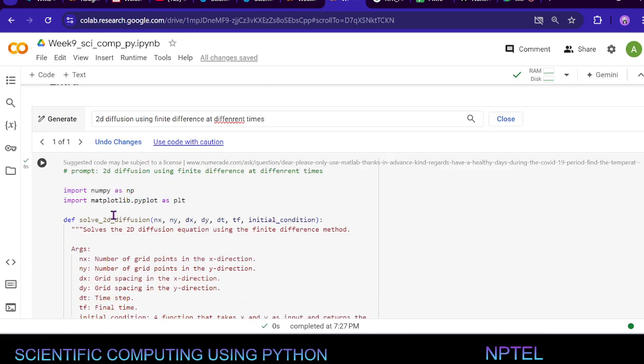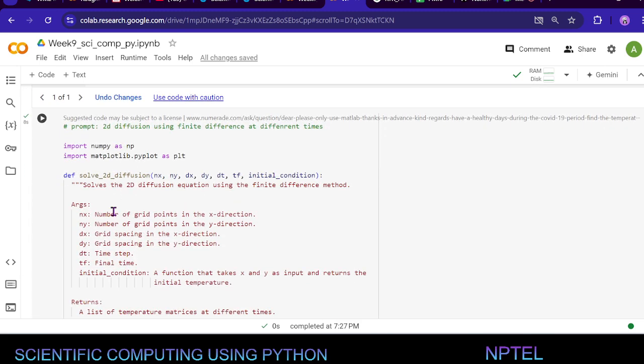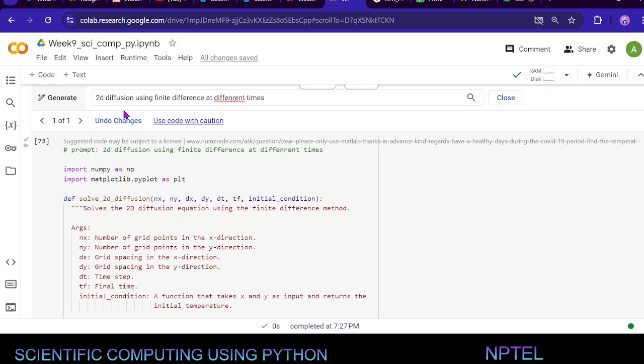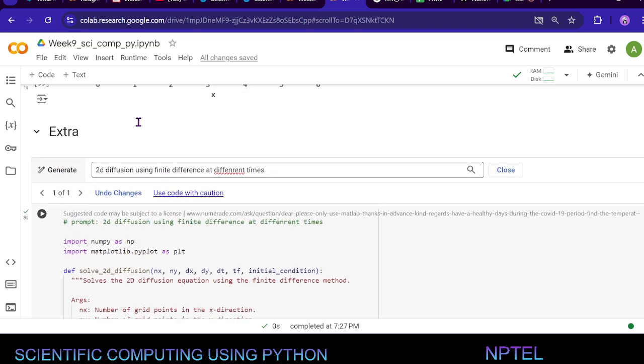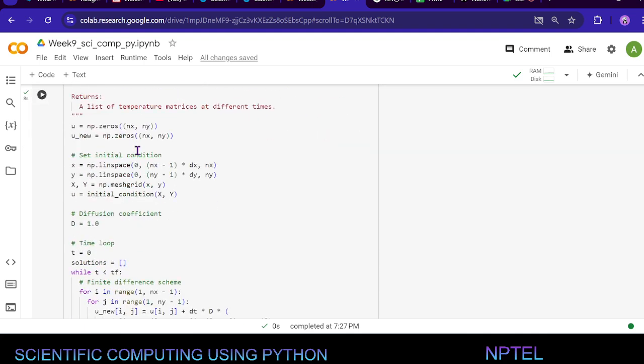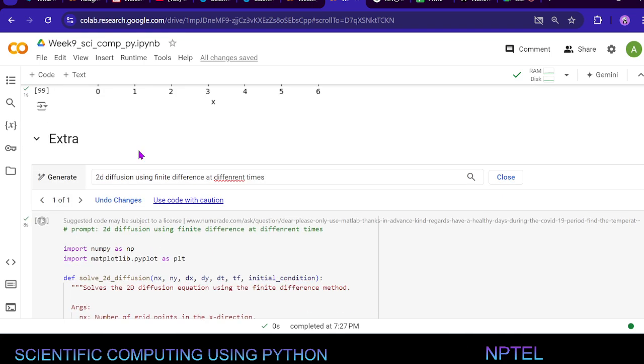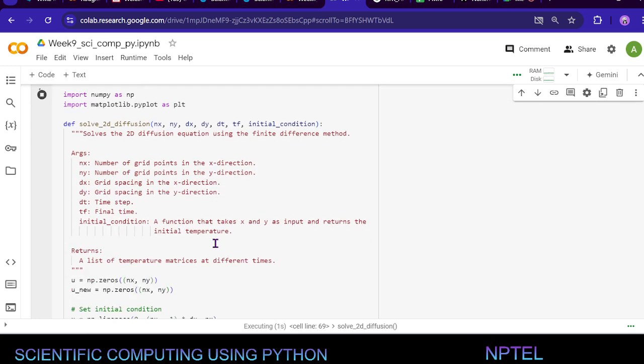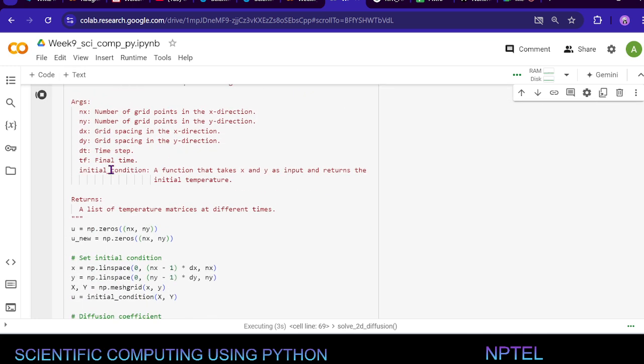Yeah, so I think we are basically done. Yeah, I just wanted to show in 2D what happens. So since I am lazy, I just gave it to the AI, and then of course I checked whether it's correct, but I gave this prompt: 2D diffusion using finite difference at different times. So it gave out a nice code. Let's look at the code first.